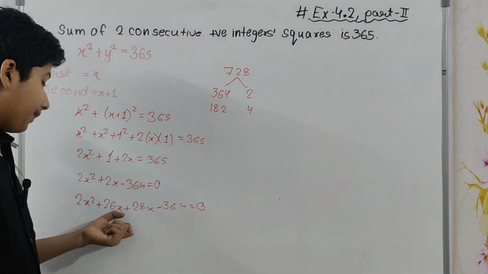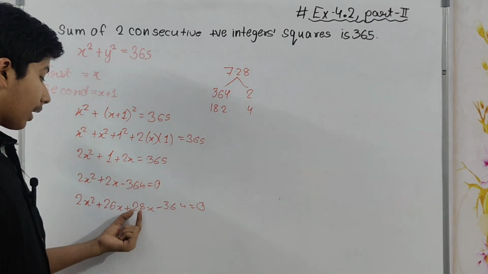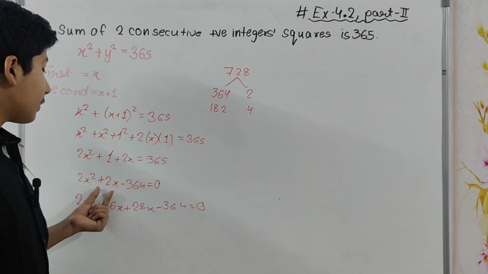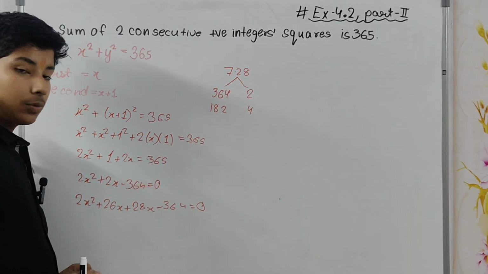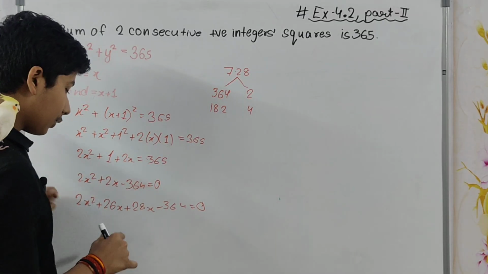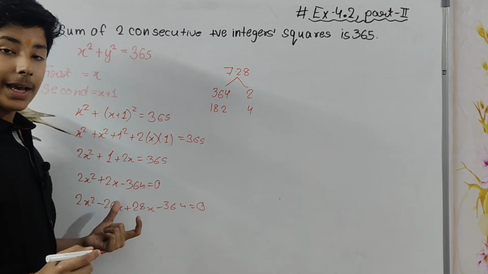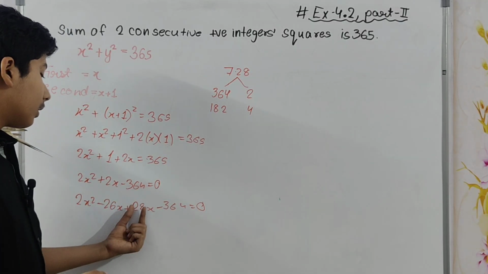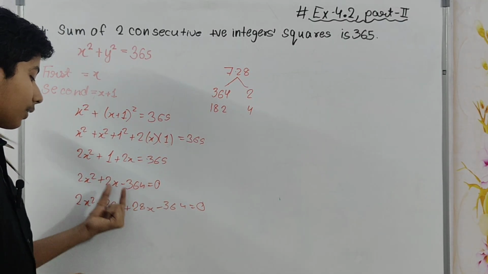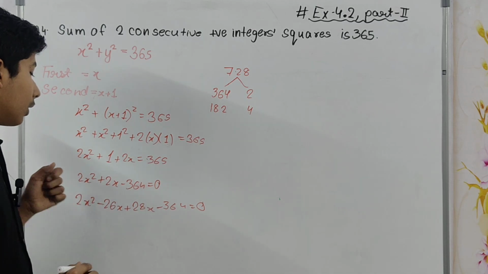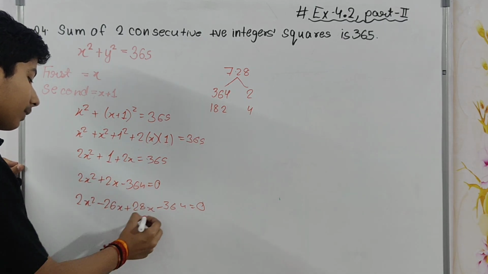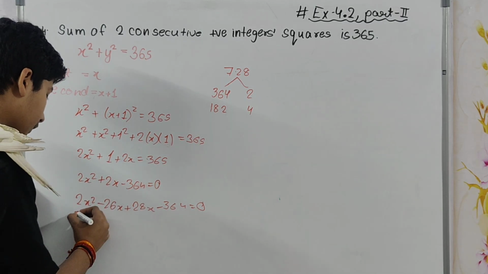But when we see it, plus 26x plus 28x becomes very much more than 2. So we will have to make this one negative. When you make it negative, you can see that this one is bigger, this one is smaller, so the answer comes positive. That too, it is positive 2x. Now we just solve it.